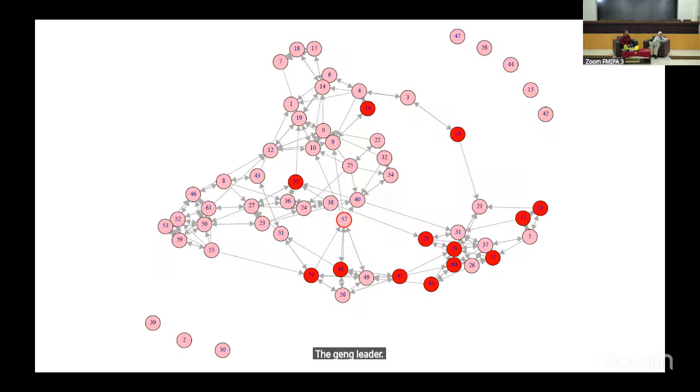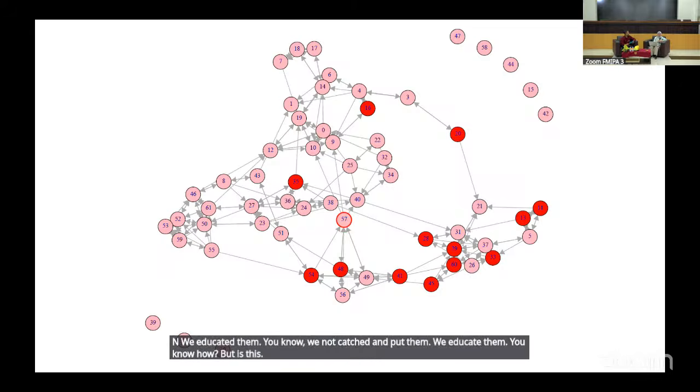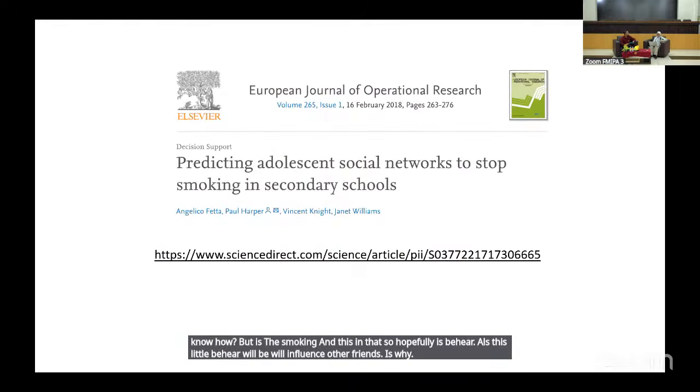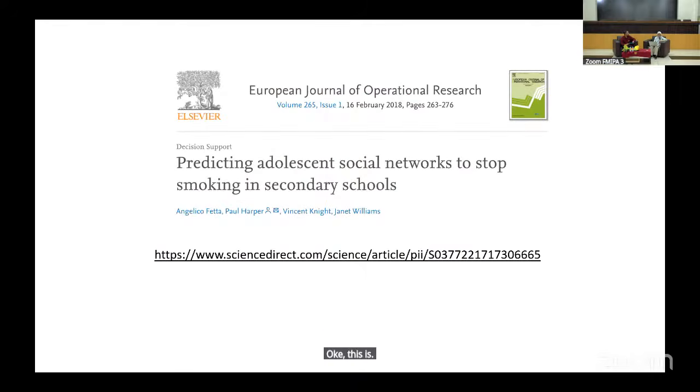And we educate them. We don't capture them and put them in jail. We educate them on how bad smoking is and so on, so hopefully this leader's behavior will influence other friends as well. Okay, this is his paper, if you are interested to look at it.